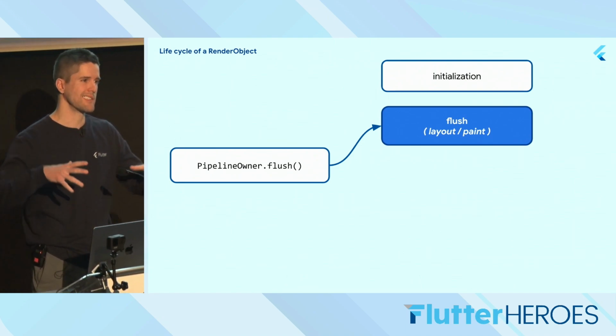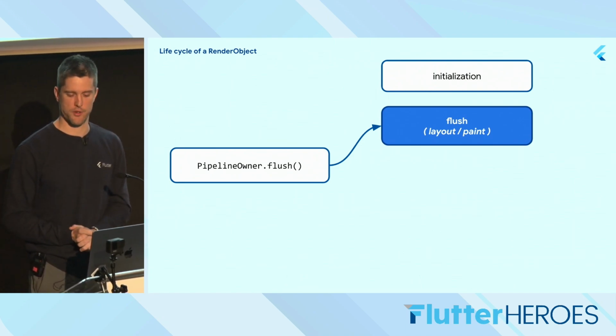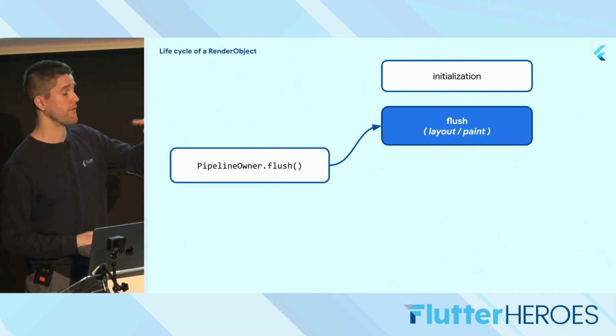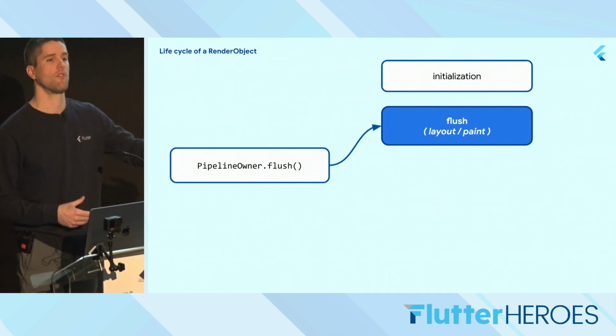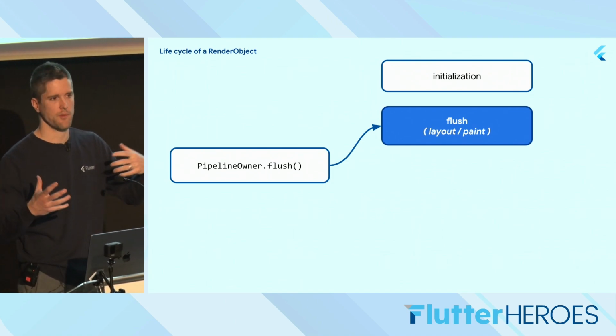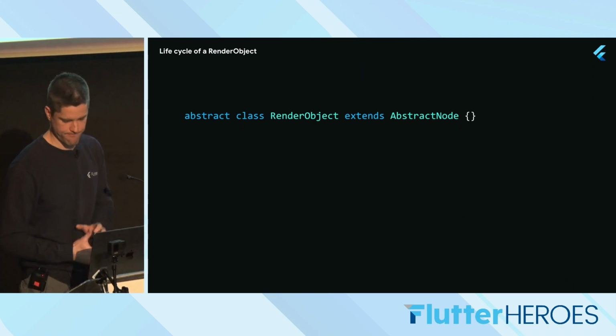And for painting, we stay in this kind of meta flush phase from the pipeline owner's perspective. And similar to layout, for the first frame, every single render object has to paint, but then on subsequent frames, only render objects that have had something change will need to repaint.